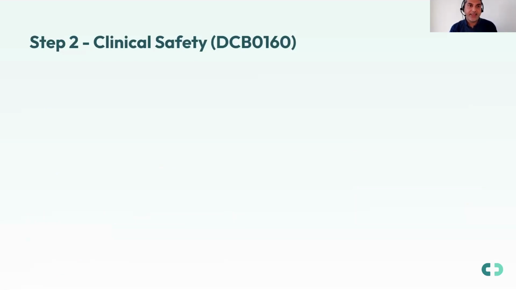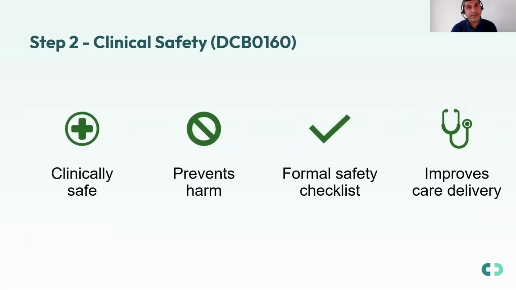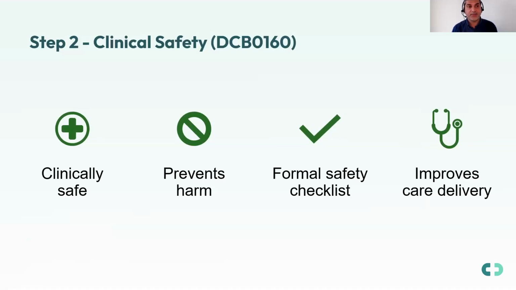Again, the clinical safety side of things is a really important part of the process to start using and implementing the Accurx Scribe tool. What this really ensures is that the tool is clinically safe and you're preventing harm, and it produces a formal safety checklist in the form of a hazard log that you can review. Ultimately, this will improve the care that you're delivering as well. Essentially, the clinical safety just enshrines these principles.